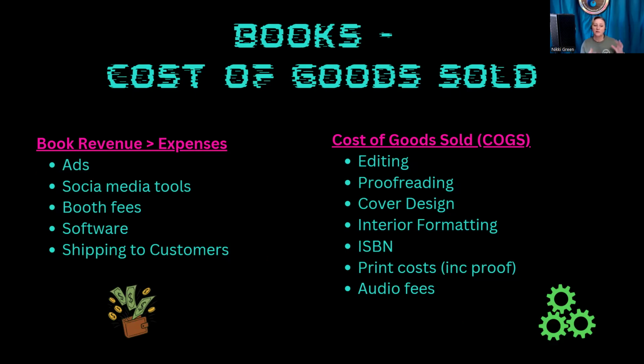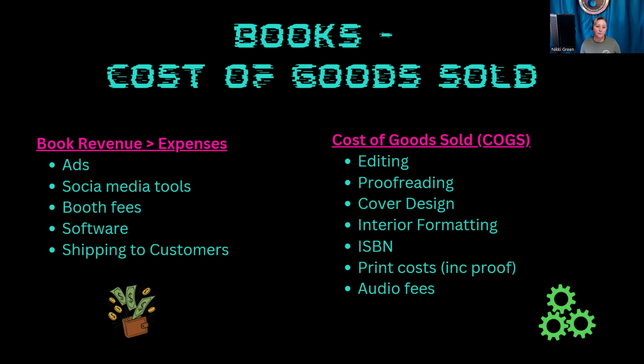Versus once the book is ready to go, now you start talking about just general expenses, just like we talked about with coaching or with affiliates. You may have expenses related to having social media tools, or maybe running ads on Amazon or other places in order to drive traffic to your book. Maybe you go to an author event and you need to pay for a booth fee. Maybe you need software like Adobe or Scrivener, or I'm now using Pro Writing Aid.